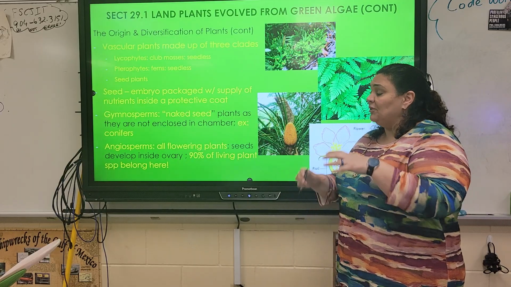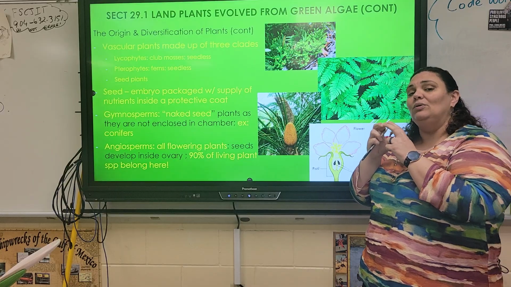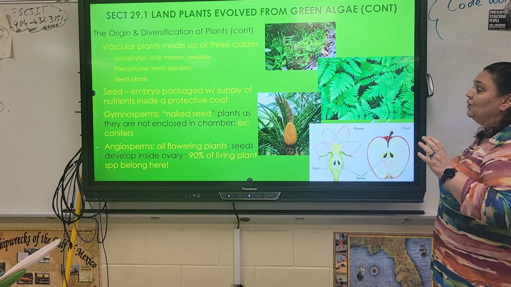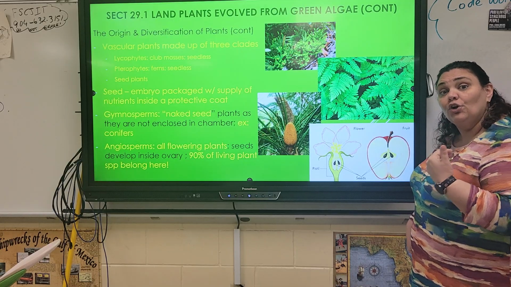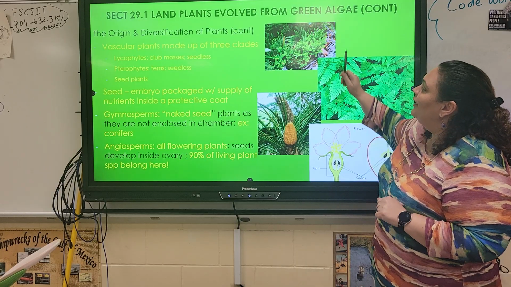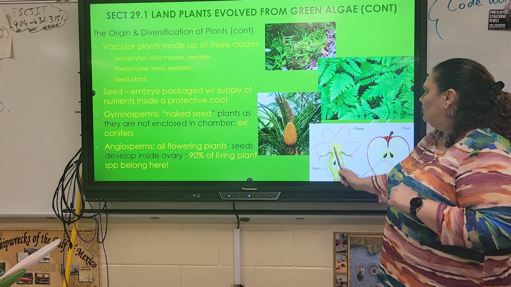That's going to have a protective coat around it because, again, the number one thing we've got to make sure we don't do is we do not want to dry out. Your gymnosperms are your naked seeds. These are your conifers, your cone-bearing trees. Okay, so we're talking about the lycophytes, you've got the club mosses, the ferns, and the seed plants, which is going to be both of these.